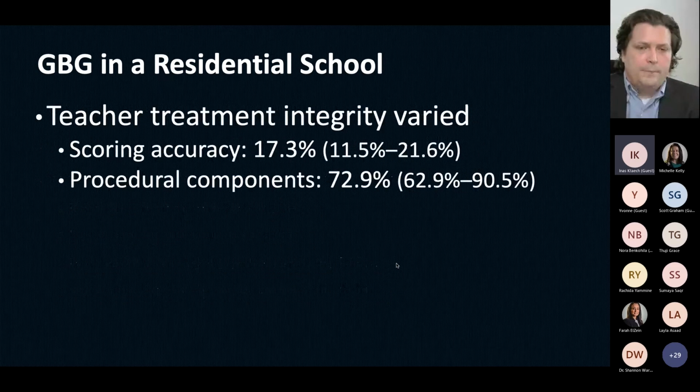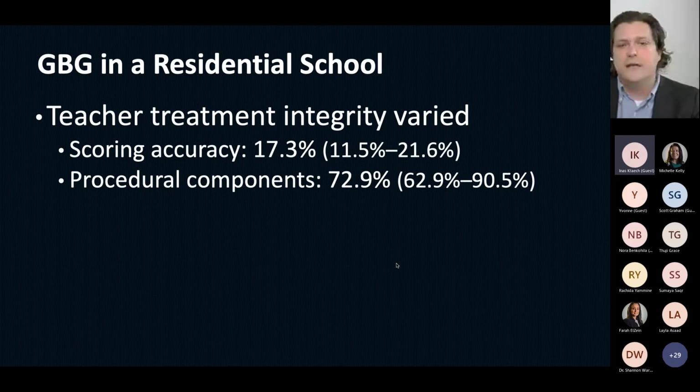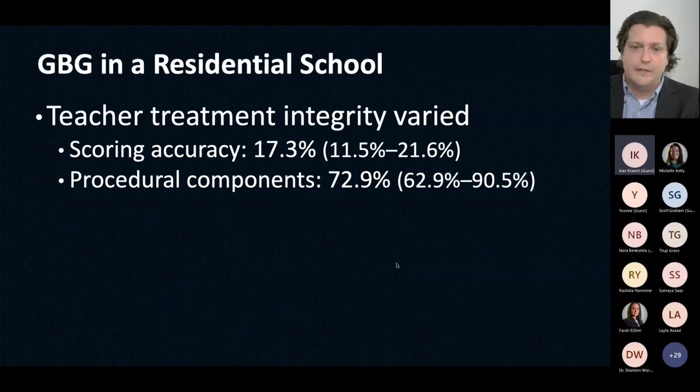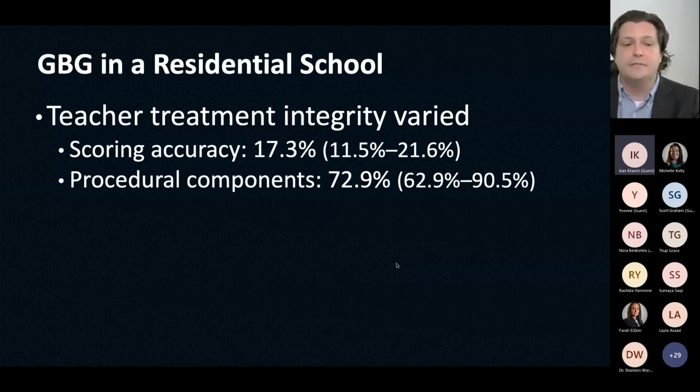Okay, now to talk about the treatment integrity. As we expected, we saw low levels of scoring accuracy, where about 1 in 5 times a student broke a rule, they received a point. So normally that's considered pretty low treatment integrity, but in this case, it was more than sufficient to keep problem behavior at low levels throughout the intervention.